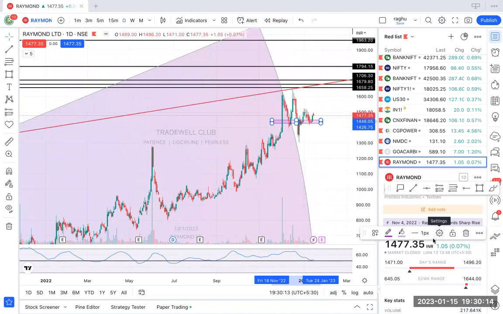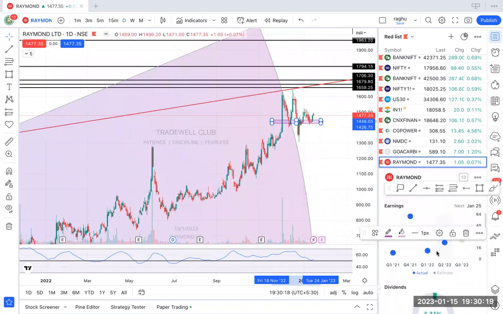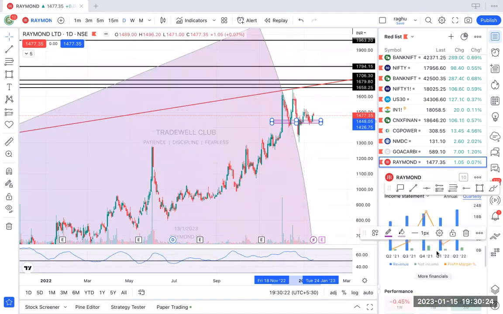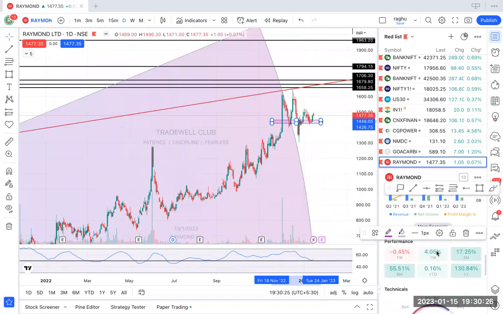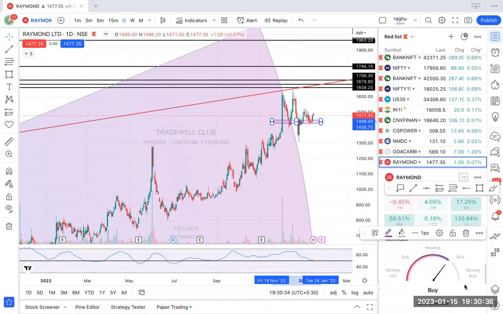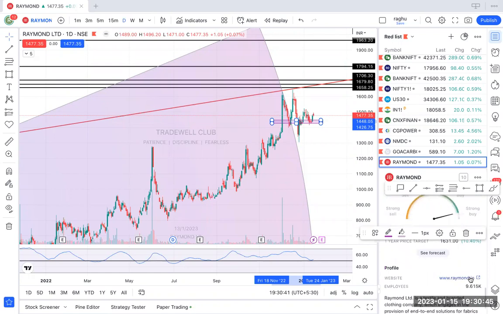If I'm seeing any technicals here, volume is good, earnings is good. Dividends, they are not a good dividend company. Rest good performance. 1 week only it is down. 1 month it gave 4%, 3 months 17%, 6 months 55%, 1 year 130% return. Technicals is saying strong buy. Analyst rating is beautiful. Look at this strong buy. It means it will fly. And we can see the forecast. If you click this particular button, you can see a forecast.